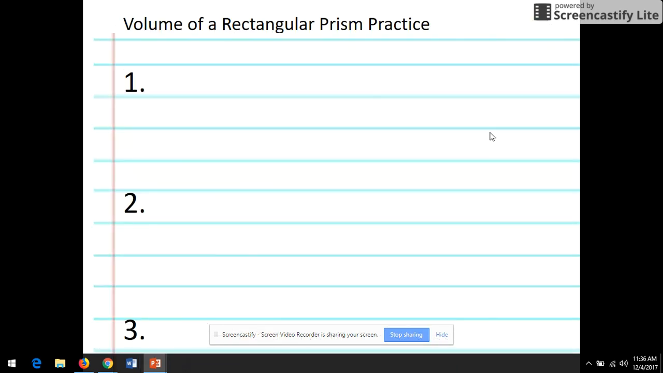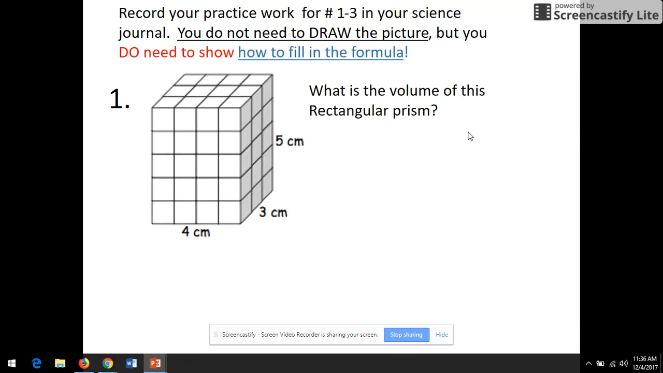Now it's time to set up the next page in your notebook. At the top, please write volume of a rectangular prism practice, and then divide your page into a place to record your work for 3 separate sample problems. Record your practice work for questions 1 through 3 in your science journal. You do not need to draw the picture, but you do need to show how to fill in the formula.